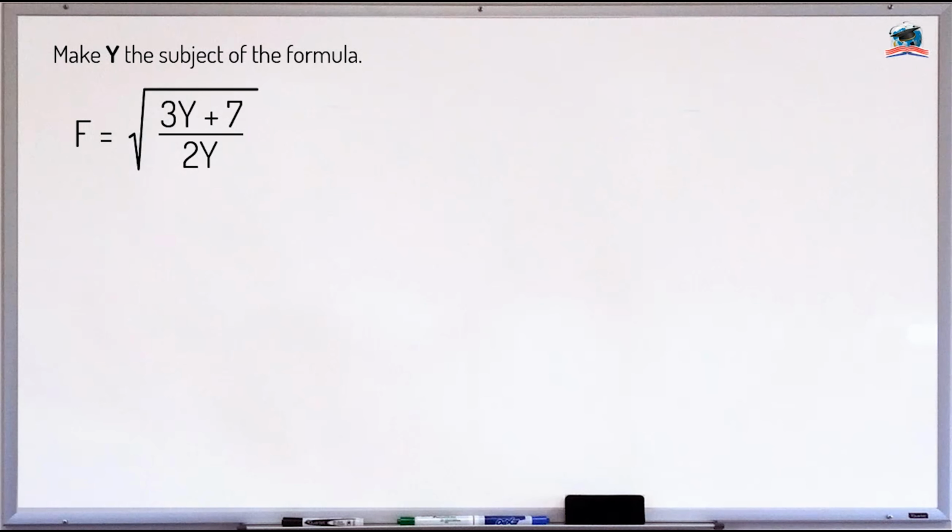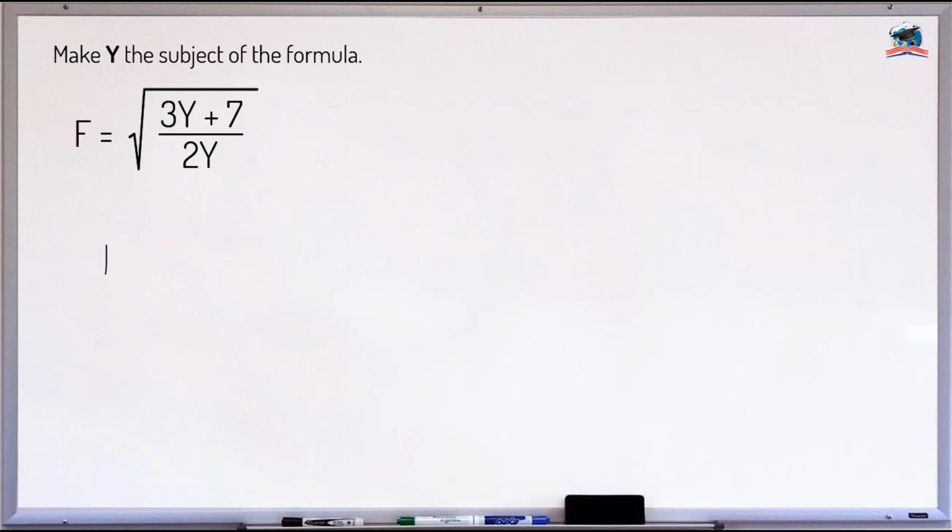The question says make y the subject of the formula. We've got F is equal to a square root sign, and the square root sign is holding this in place. So you need to remove the square root sign first before you can go for your y. Here we've got 3y plus 7 divided by 2y. So let's begin.